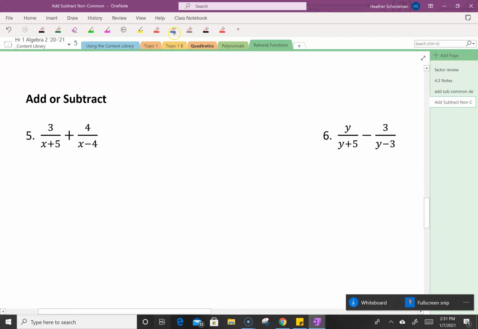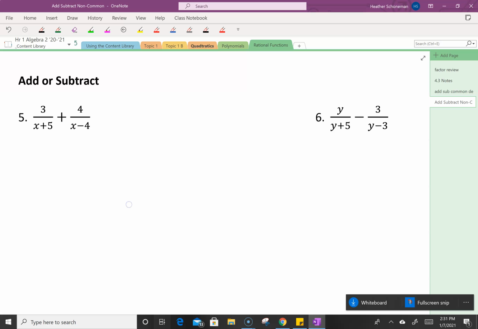Number 5. Okay, they do not have common denominators, so to be able to add and subtract them, I need to create common denominators. So first I want to figure out what my least common multiple is. The least common multiple includes everything. So it's got x plus 5 and x plus 4. This first fraction, it doesn't have the x plus 4, so I'm going to need to multiply top and bottom times x plus 4. Totally kidding.